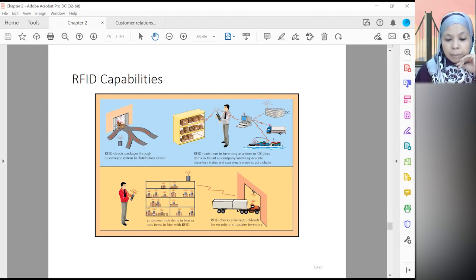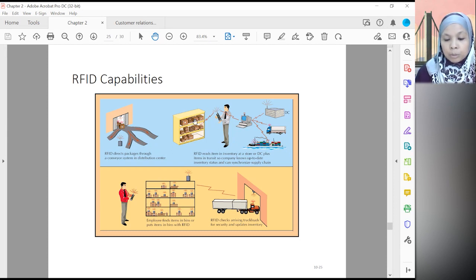So when RFID packages leave the distribution center, you can put RFID there, and then when it reaches the store, there's a person that can track the inventory based on the RFID that has been put on the product.